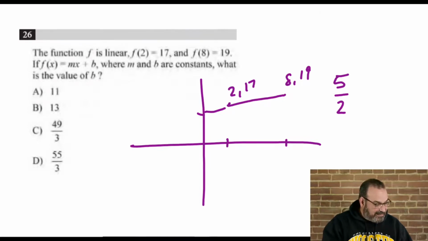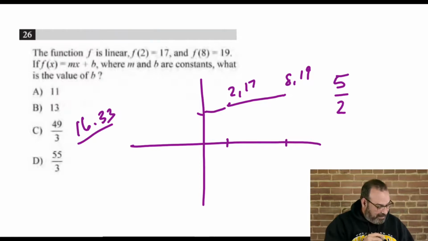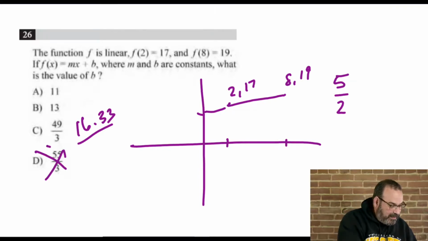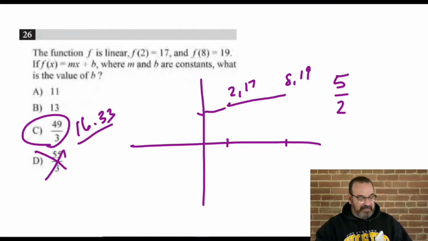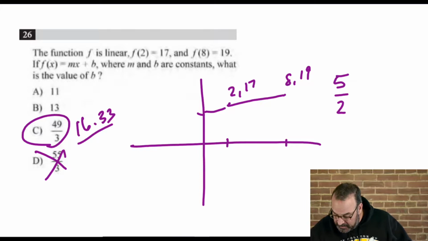Hey Siri, 49 divided by 3. No Siri. And what's 55 divided by 3? 18.3. Wrong. All right, I'm going with 49 over 3 instead of doing the math. Question 26. Where is 26?